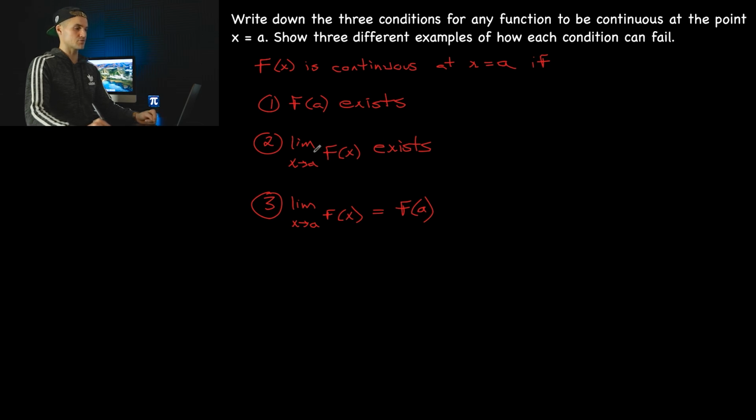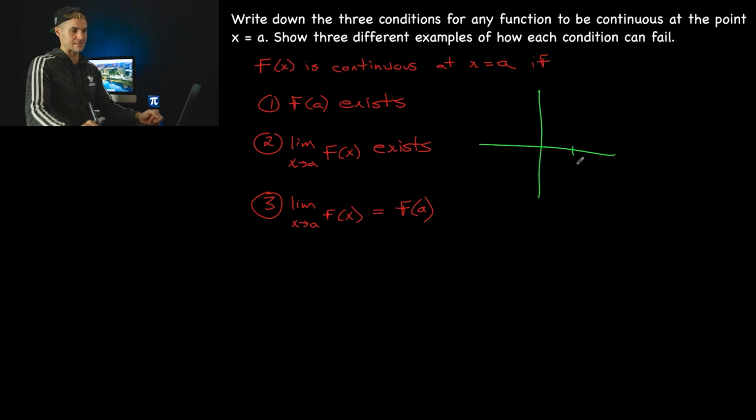What about number 2? So let's say number 2, they're saying limit as x approaches a of f of x exists. So how can it not exist? So let's pretend that we're going through the list, and let's say that we have a function where f of a does exist, however the limit doesn't exist. So how can that happen? Well, a simple way is that you could have a jump discontinuity.